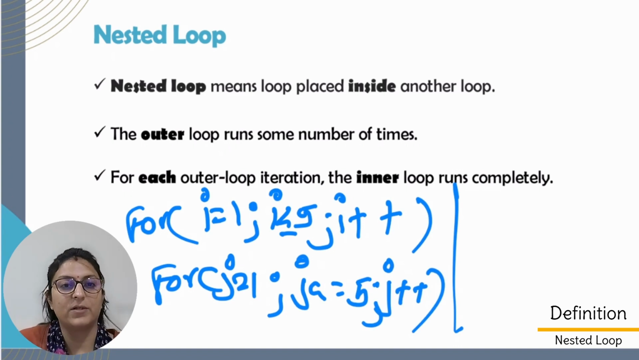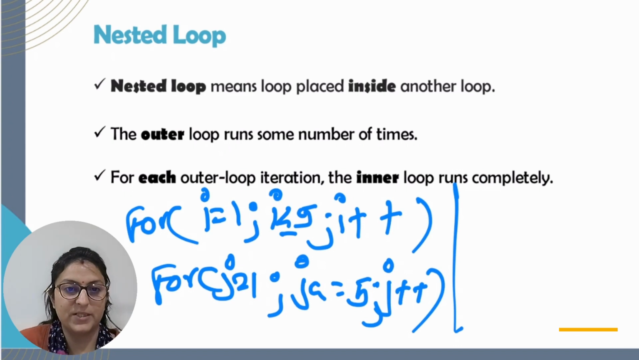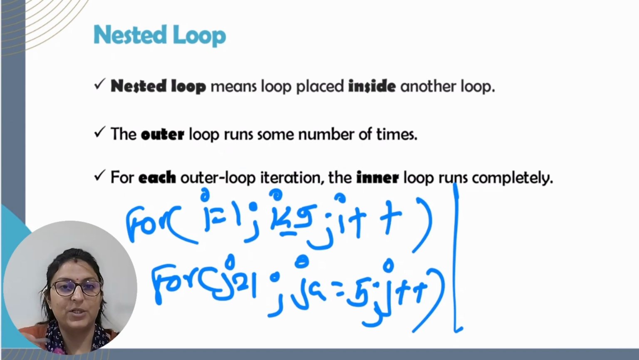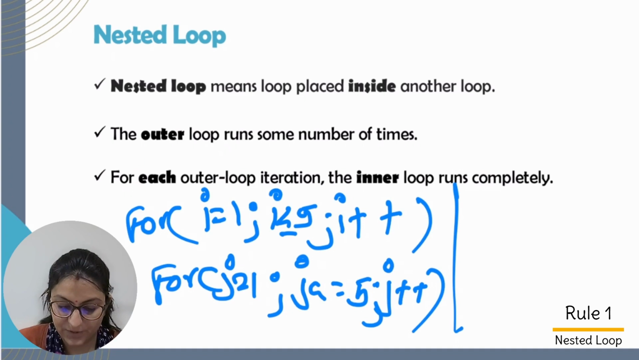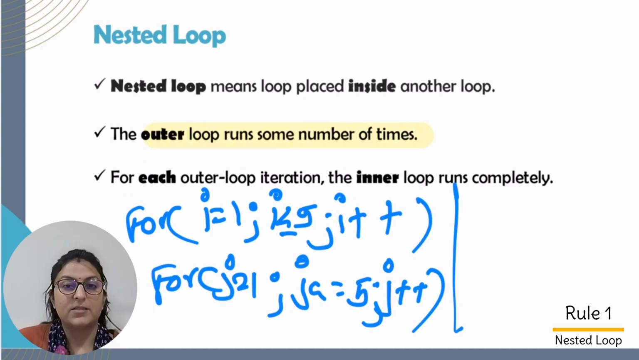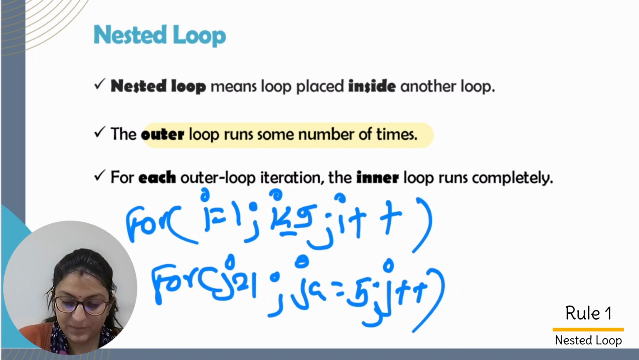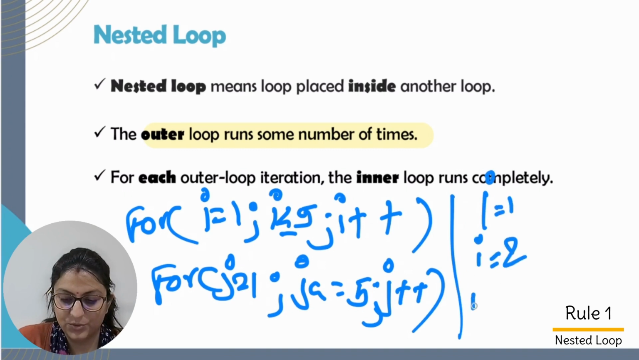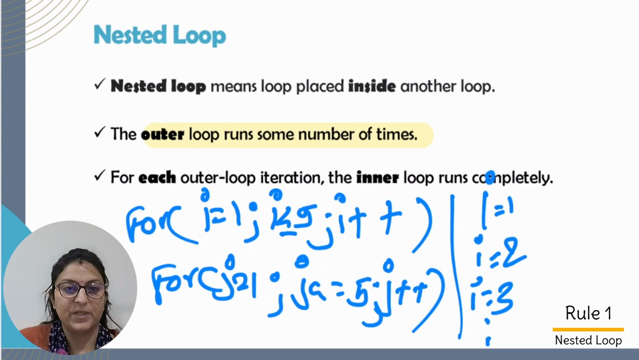So loop inside another loop is known as a nested loop. अभी how it works, how it executes, वो समझना है. तो फिर पहले आउटर लूप के बारे में देखिए क्या है. For each outer loop, it runs some number of times. Here outer loop means I will be run for some number of time. So that is I equals to 1, I is equals to 2, 3 up till 5.